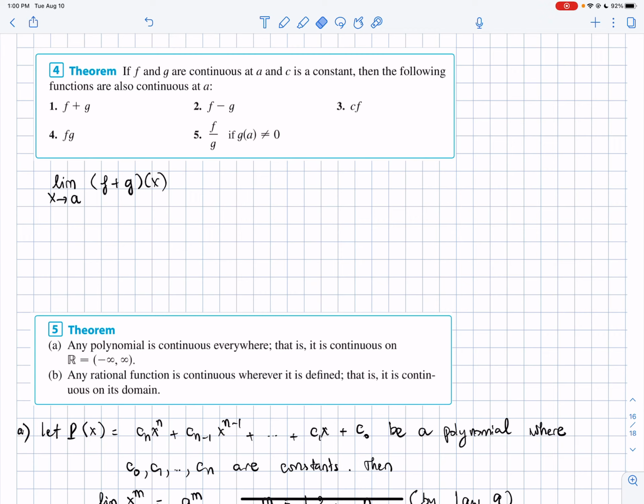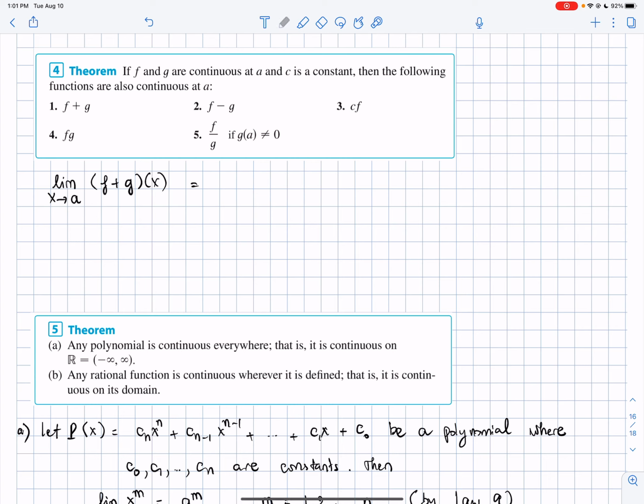Theorem 4. If f and g are continuous at a and c is a constant, then the following functions are also continuous at a. I'm just going to use the first one to prove. So in order to prove f plus g is continuous, we need to show that the limit of f plus g equals f plus g of a.